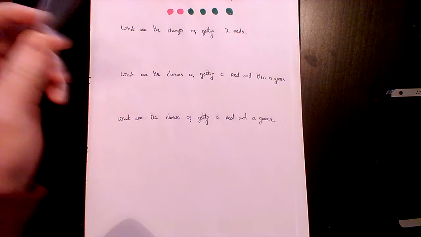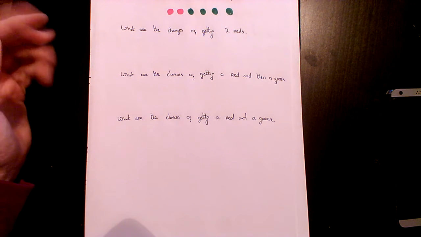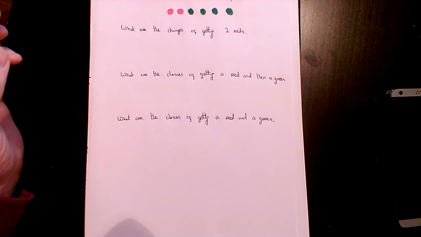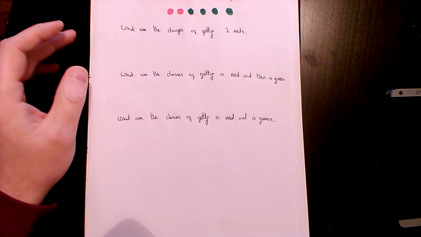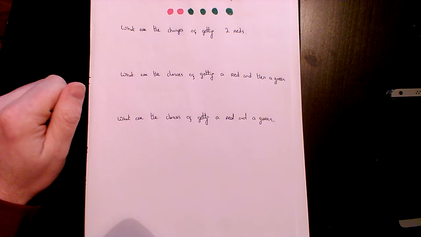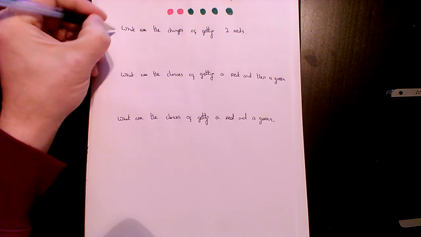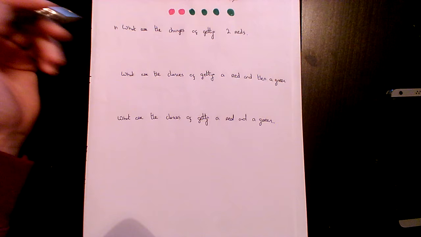And what we're going to do is choose a marble randomly, without looking at it. And then we're going to choose another marble. But in this case, when we choose the first marble, we're not going to put it back in. Okay? So let's try to get our head around this. They're asking us in the first question, what are the chances of getting 2 reds?